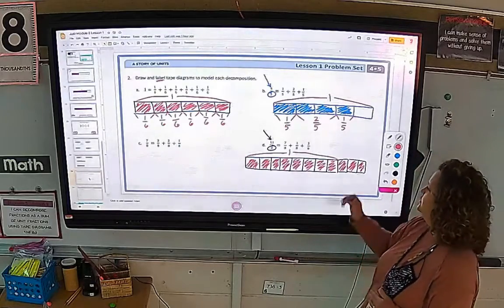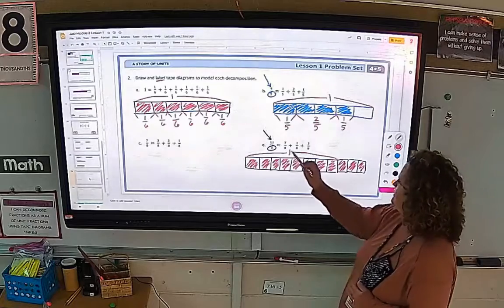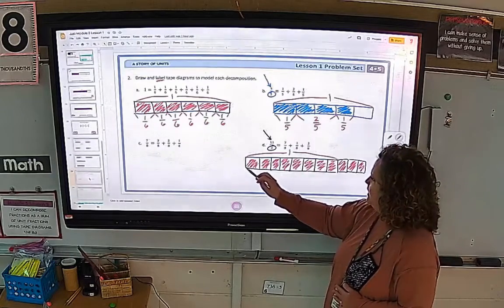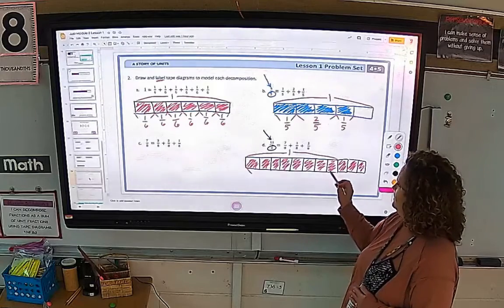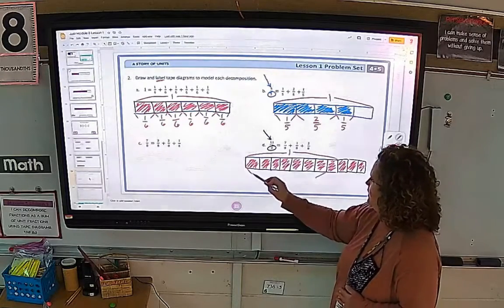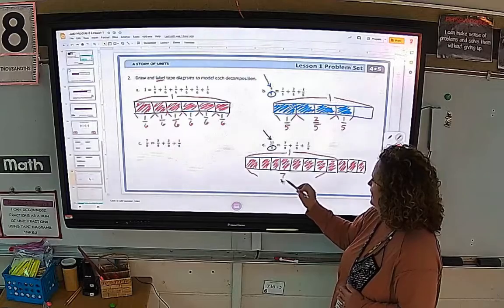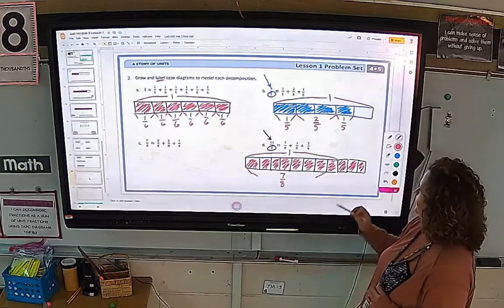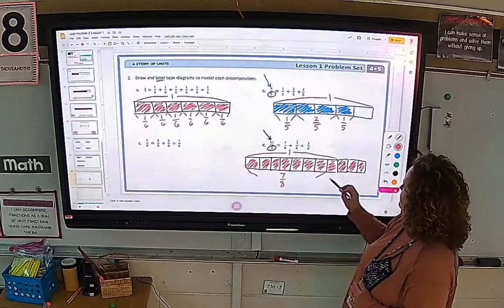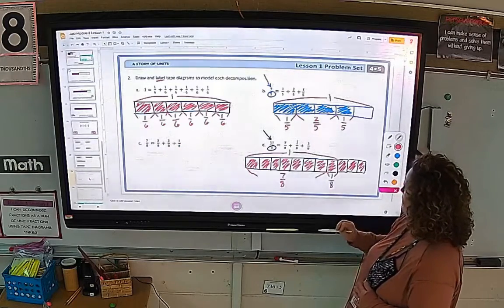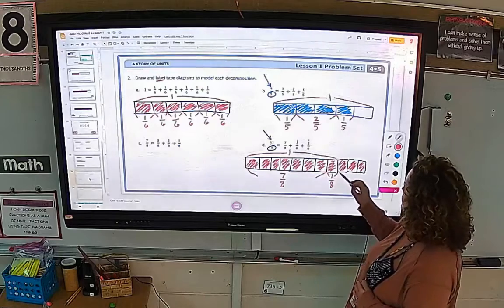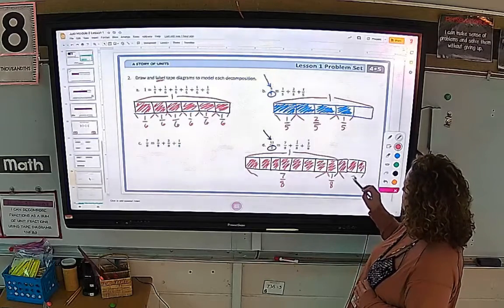Okay? So I first need to show 7/8. Okay, so 1, 2, 3, 4, 5, 6, 7. Okay, that's 7/8. And then I need to show 1/8 right there, so just one little guy right here. And then I need to show 3/8, and that's exactly how many are left, is 3/8.